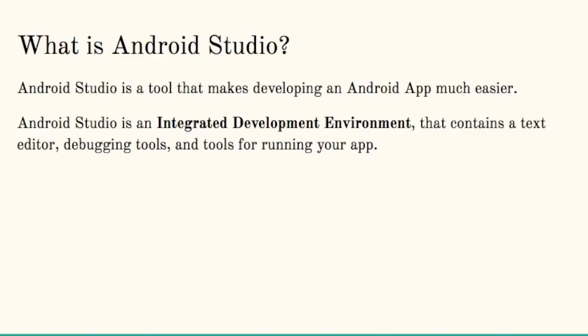Android Studio is a tool that you use to develop an Android app, and it's considered an integrated development environment. That's usually abbreviated IDE, and that simply means that it contains a text editor, for example, that is used to write your Java code. It contains debugging tools to help you fix problems when they occur, and it also contains tools for helping to run your app, such as an emulator.